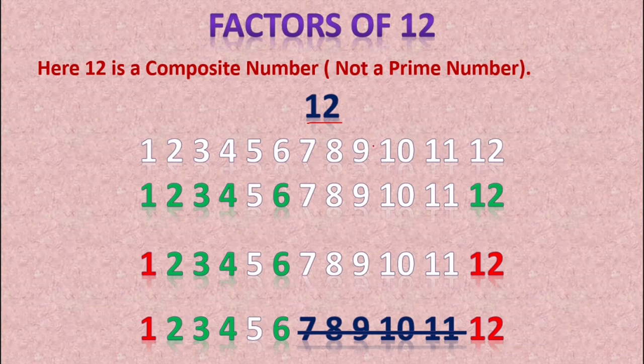What I have done is I have taken the numbers from 1 to 12, because after 12 there will be no factors for 12. Whatever factors exist for 12 will be less than or equal to 12. I have written all these from 1 to 12, and let me do it element wise. 12 divided by 1, the remainder is 0, so 1 is a factor. And 12 divided by 2, the remainder is also 0, so 2 is also a factor.